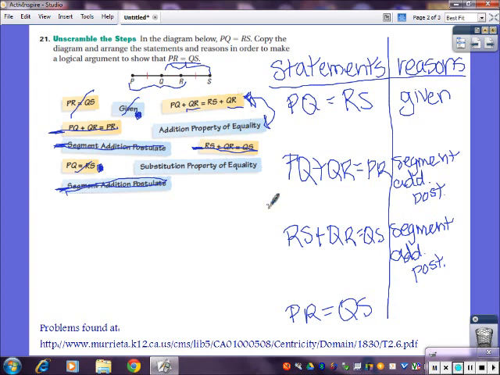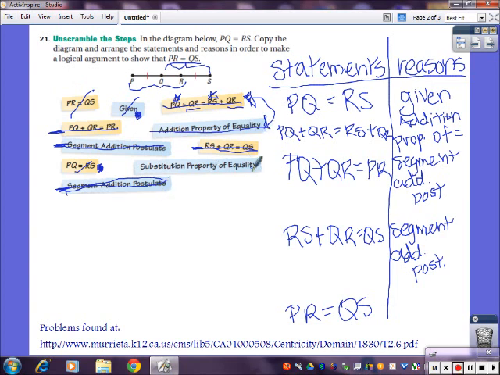Now the question is, where do I put it in my proof? Well, look at what we started with. We started with PQ equals RS. And that is right here. So I'm thinking this statement needs to go below that. So PQ plus QR equals RS plus QR. And my reason? Addition property of equality.